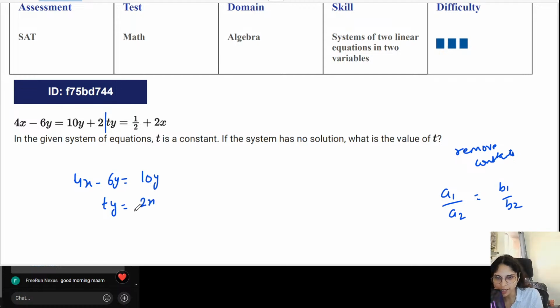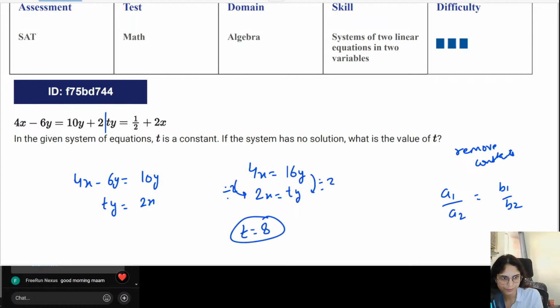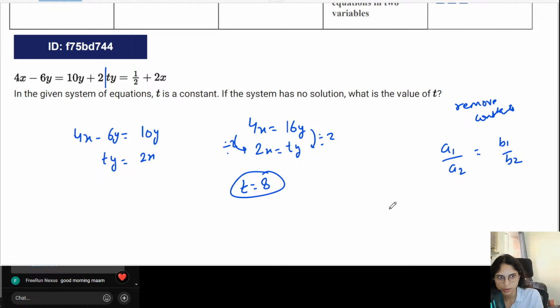So again you have y and x on the two opposite sides. So you can write 4x is equal to 16y. And this you can write 2x is equal to ty. We are dividing by 2. Divide by 2, 16 divided by 2 is 8. T is equal to 8 is your answer. Make sure that you write x on one side and y on the other side. That will be helpful.